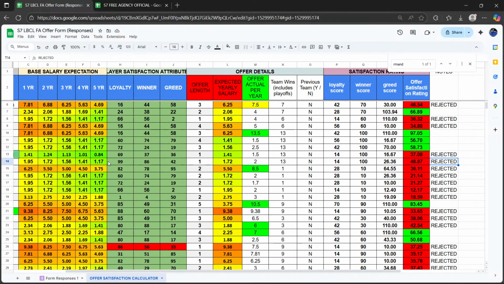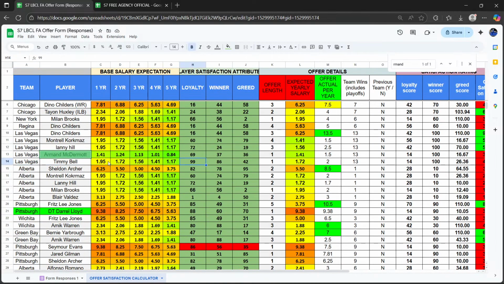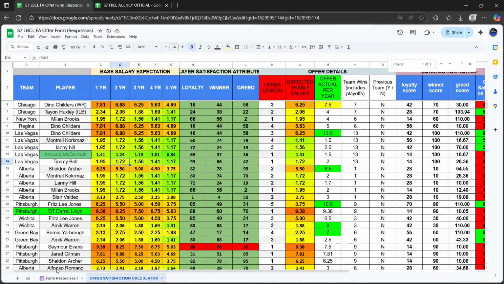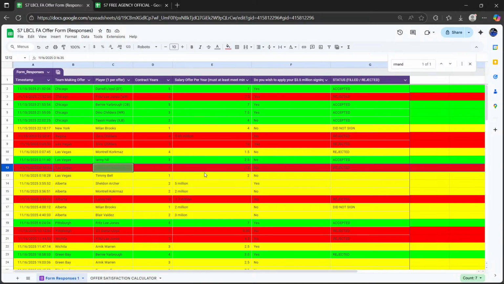Timmy Bell also didn't like this deal. Same issue, really. I mean, 99 loyalty, 86 winner. Vegas has got that taken care of. 42 greed. This is really about a short contract mismatch for a player that has high loyalty. It was close, honestly, just 2 points away, and that's a testament to Vegas just being a good team. But Timmy Bell is a no thank you on round one offer for Vegas.